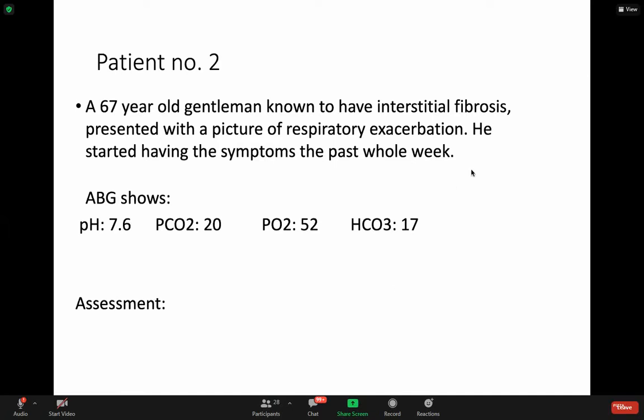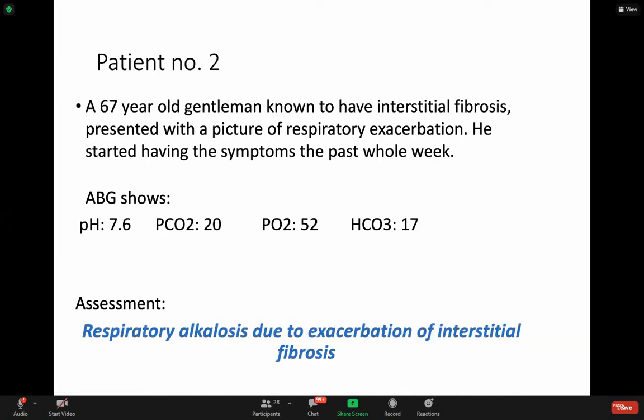16 plus or minus 2, so this patient has respiratory alkalosis with compensated metabolic acidosis. Okay? So this patient has respiratory alkalosis due to exacerbation of interstitial fibrosis.